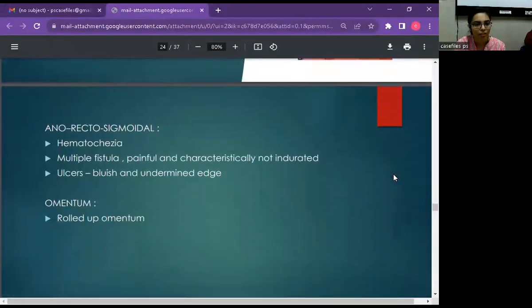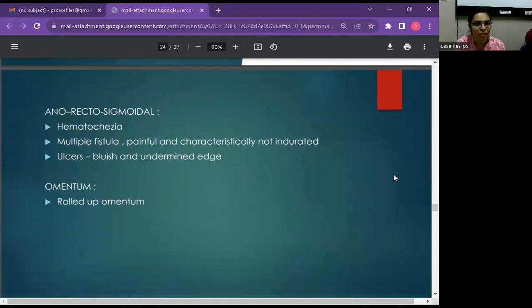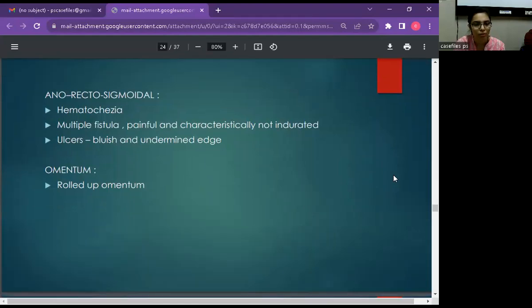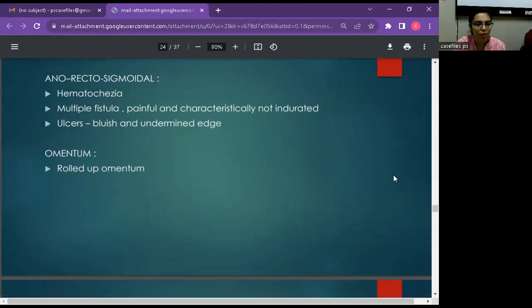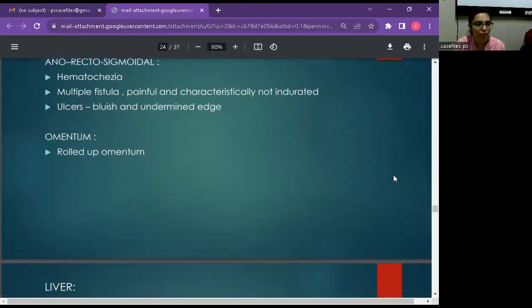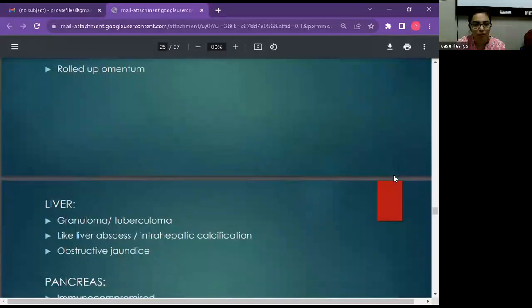Then in anorectal sigmoidal type of tuberculosis, patients present mostly with frank blood in stool, hematochezia, multiple fistulae, painful and characteristically not indurated on palpation. And the ulcers are bluish with undermined edge, which are characteristic of tuberculosis. When the omentum is involved, a rolled up omentum can be there.